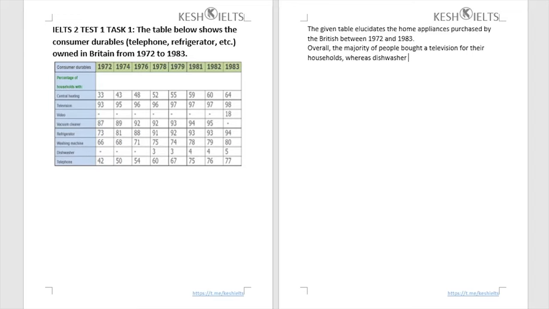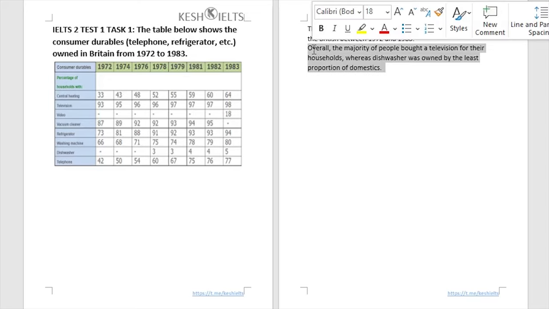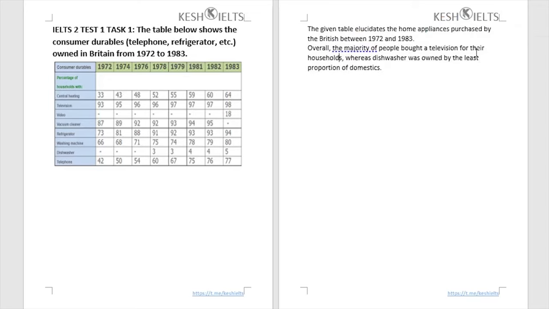Okay, dishwashers were owned by the least proportion of domestics. Now we have the overall part as well. Now I start moving to the body paragraph. Okay, now you can see in the overall section I wrote the largest number and the smallest number. That's it. That's what I did.